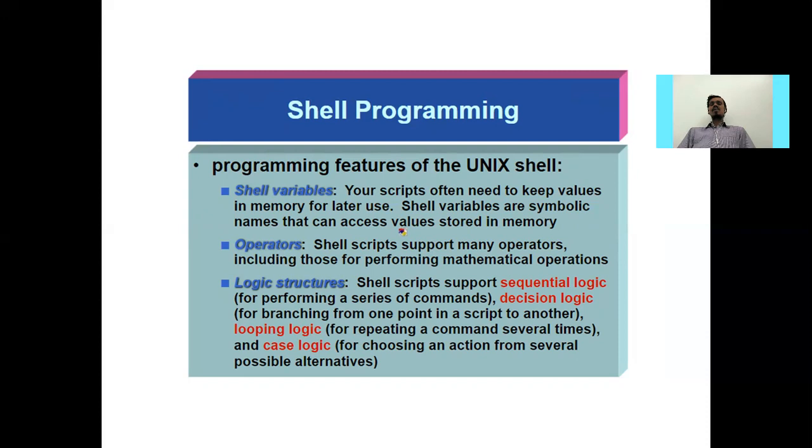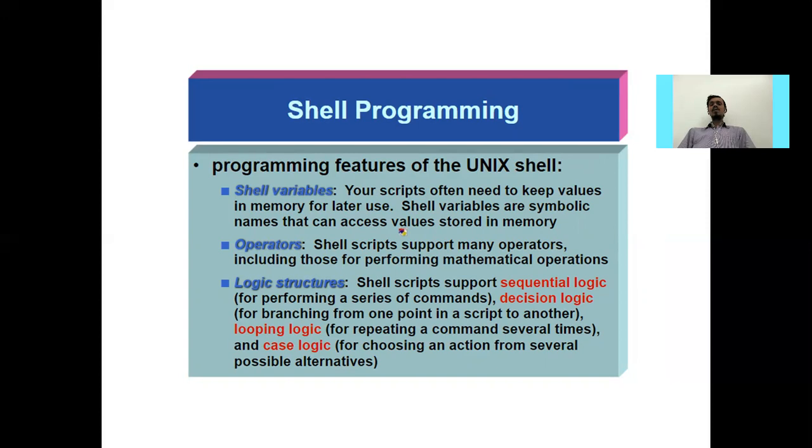Second is operators. Shell script supports many operators, including those for performing mathematical operations like plus, minus, multiply, divide, modulus, and remainder. The logical operators are and, or, not, and ternary operators use a question mark. These are the different types of operators shell script uses.